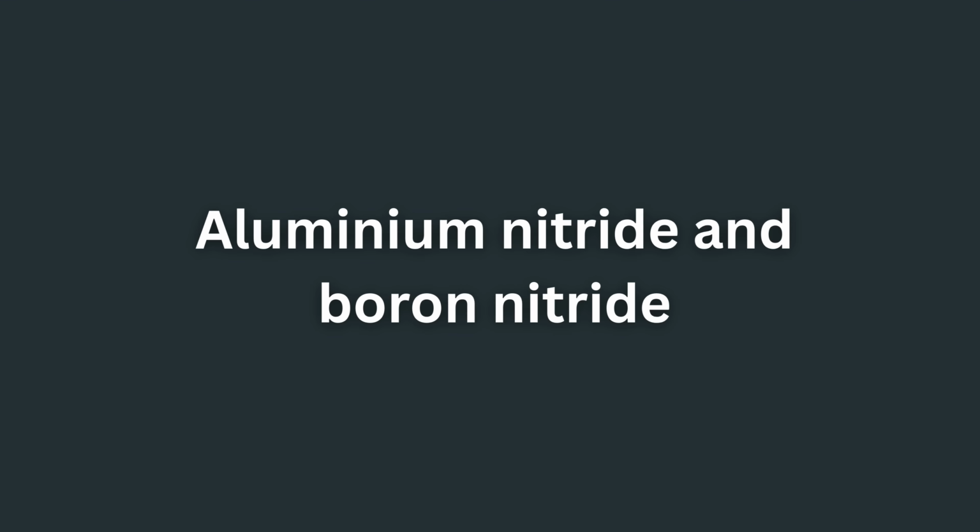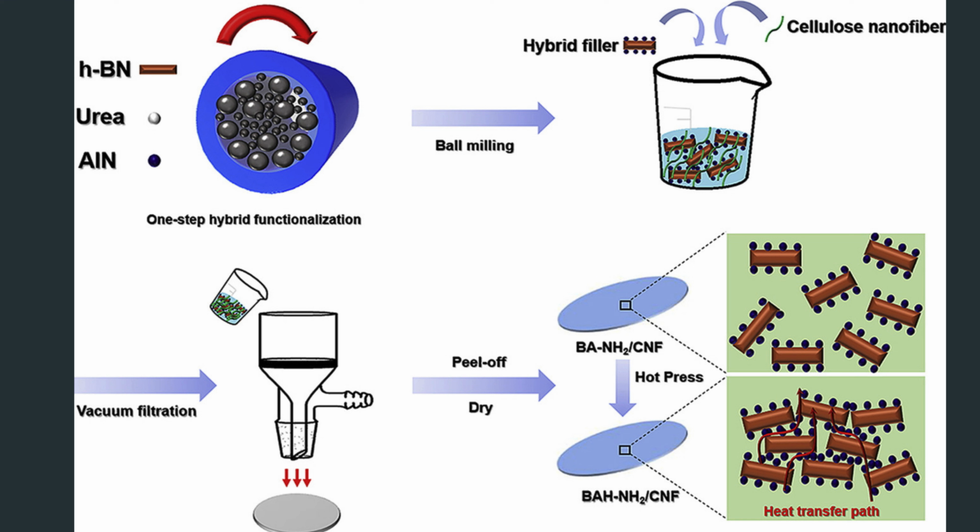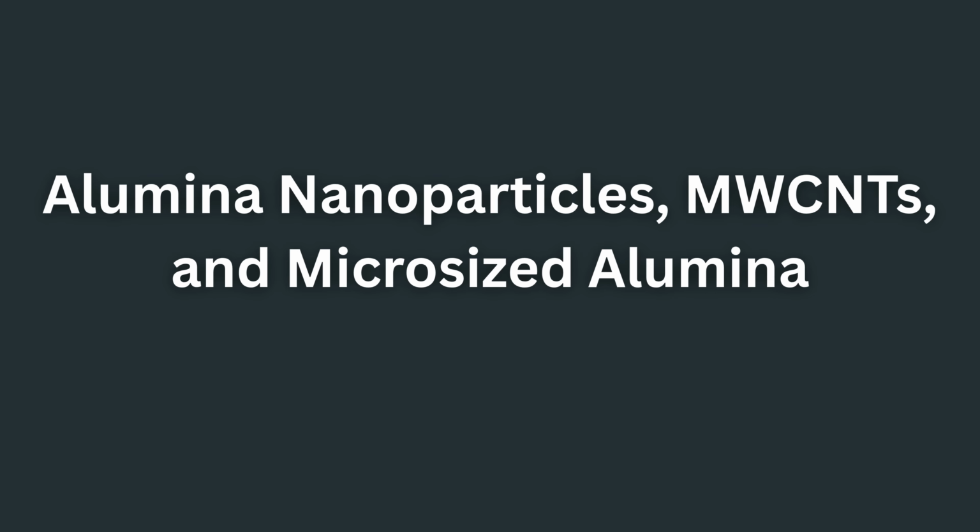Aluminium nitride and boron nitride. Another effective hybrid system involves combining micro-sized aluminium nitride particles with hexagonal boron nitride flakes. In such systems, larger aluminium nitride particles, approximately 10 micrometers, create the primary conductive framework, while smaller BN flakes, approximately 1 micrometer, fill interstitial spaces between particles. This hierarchical packing structure increases particle contact and enhances the formation of continuous thermal pathways.